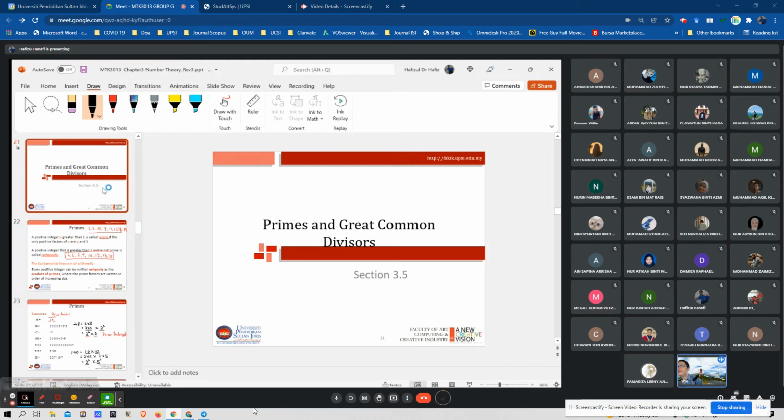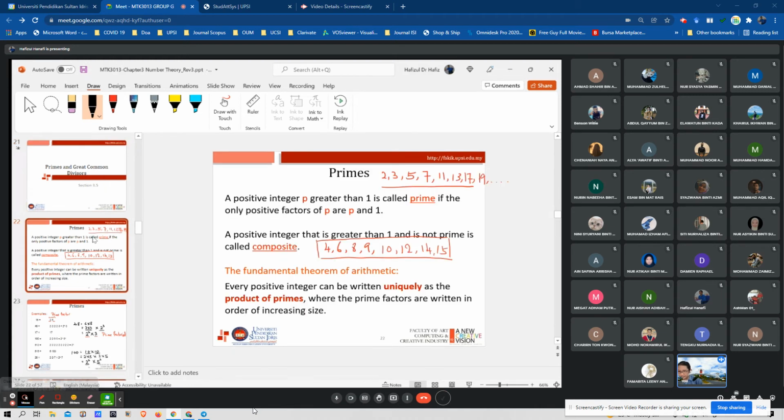Okay, and then we go for primes and greatest common divisor. For example, we have prime numbers. What is a prime number? A prime number is a positive integer p greater than 1 whose only positive factors are p and 1. A positive integer greater than 1 that is not prime is called composite. It can be divided by other numbers, for example 2 multiplied by 2 is 4, 2 multiplied by 3, 2 multiplied by 4, and so on.